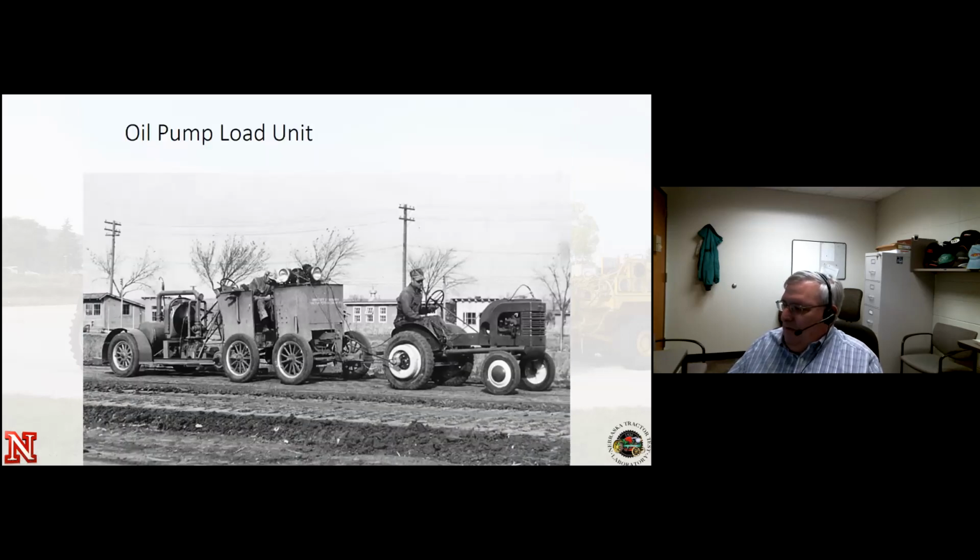And so here's another view of just the oil pump unit that's a little better, attached to that same test car we looked at a minute ago, with the tractor under test out here on the right. This would have probably been taken sometime in the mid to late 1930s.